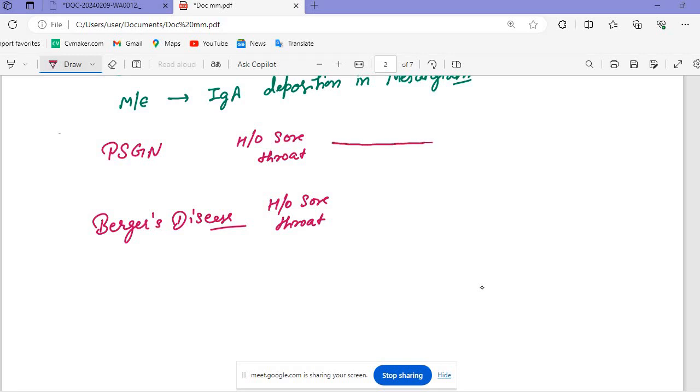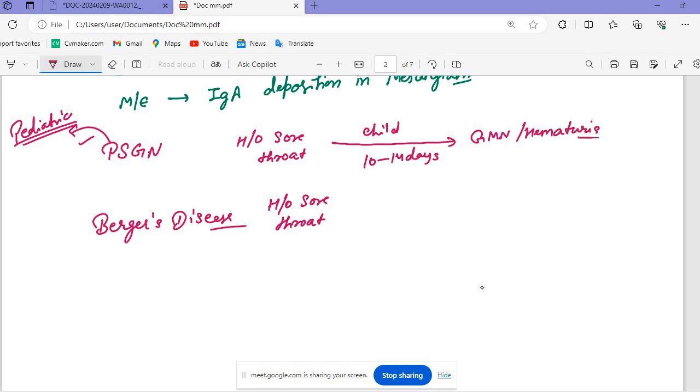So after it, PSGN, P4, pedia. This is common in children, and it takes 10 to 14 days. This is the lag period. The 10 to 14 days to convert into glomerulonephritis, and we will see hematuria, or cola colored urine, after 10 to 14 days.